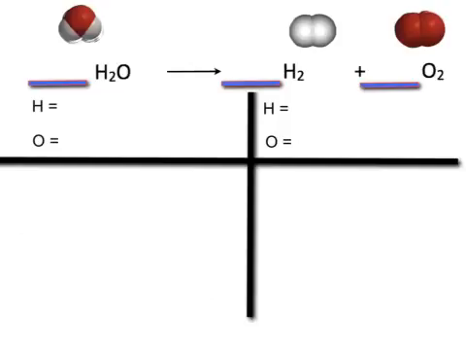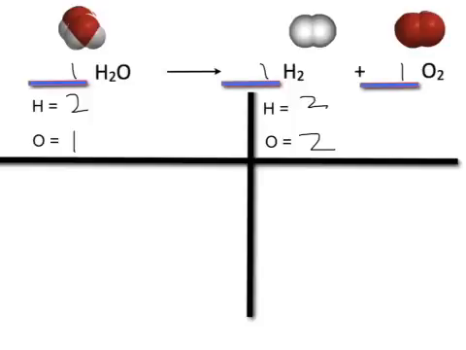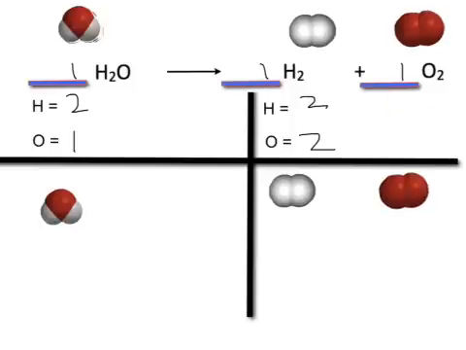Just like the last one, you count your atoms first. So again, there's an imaginary 1 in front of each one. So there's 2 hydrogen and 1 oxygen, and 2 hydrogen again and 2 oxygen. So then you would bring down the molecules, and now you would balance the equation.